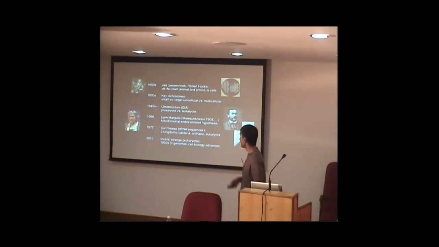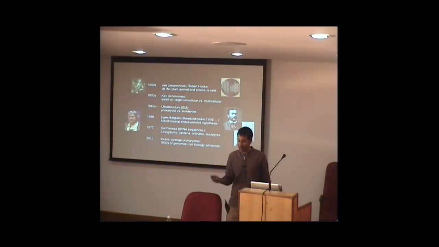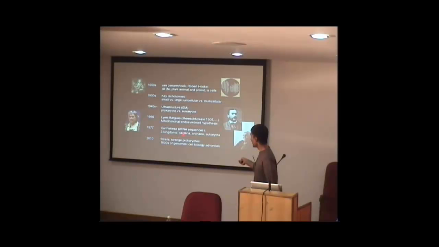So in fact, Lynn Margulis was not the first person to do this. There was a Russian scientist, Merezhkovsky, who proposed the same thing in 1905. I'll show you that data. But this becomes very important because this is the beginning of the time when the evolution of cells becomes a scientifically acceptable field of study. Okay? You can make a hypothesis, you can test the hypothesis. Fine. Another important piece happens in 1977.